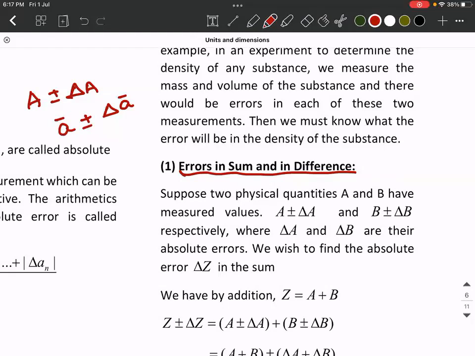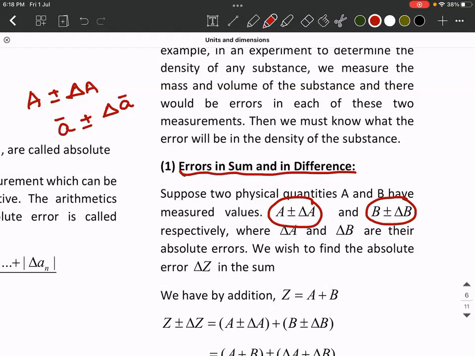So suppose the two physical quantities have the measured value as A plus or minus delta A and B plus or minus delta B respectively, where delta A and delta B are called as what? Absolute errors. They are basically the average absolute errors.